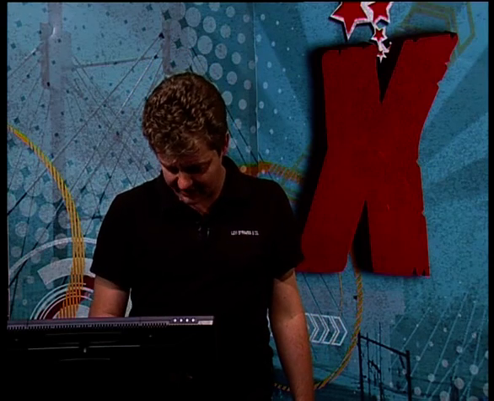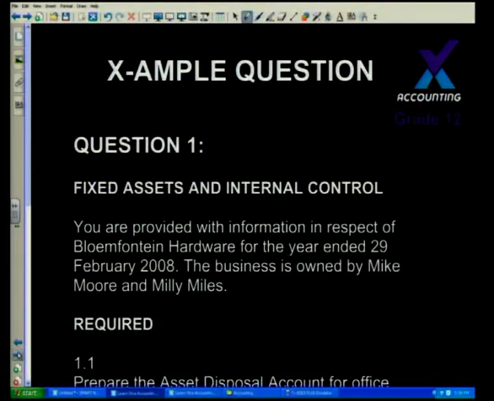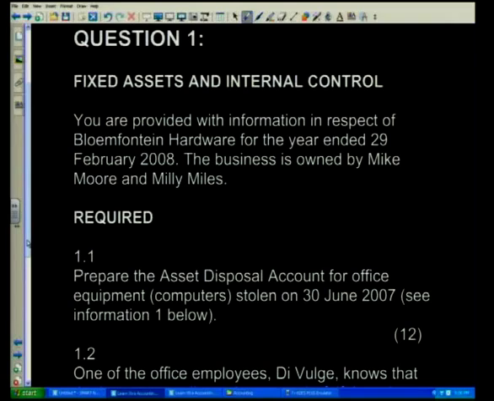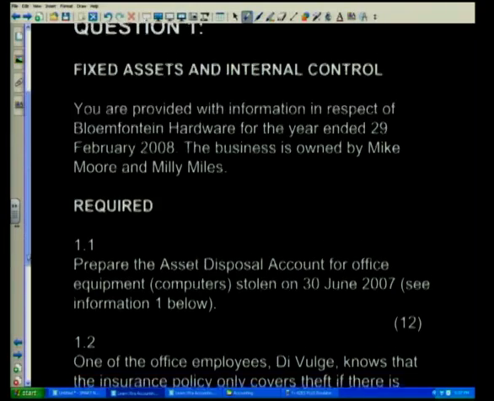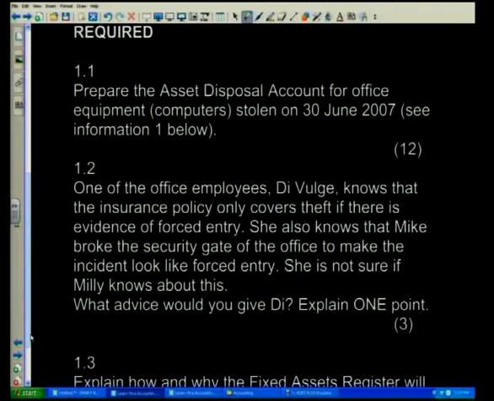Let's look at an example of how asset disposal would work. The question says that you have been provided with information in respect of Bloemfontein Hardware for the year ended 29 February 2008. This business is owned by Mike Moore and Millie Miles. What you are required to do is, number one, to prepare the asset disposal account for office equipment or computers stolen on the 30th of June 2007. And the question says, see information point 1 below. So before we look at 1.2, let's see if we can do that already.